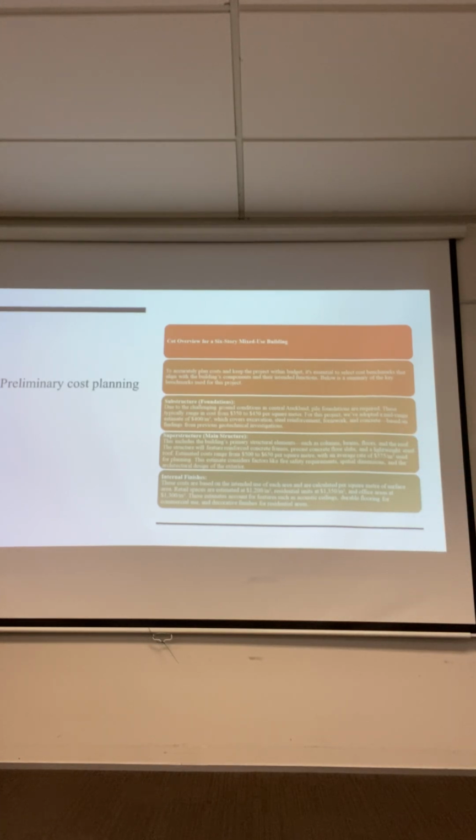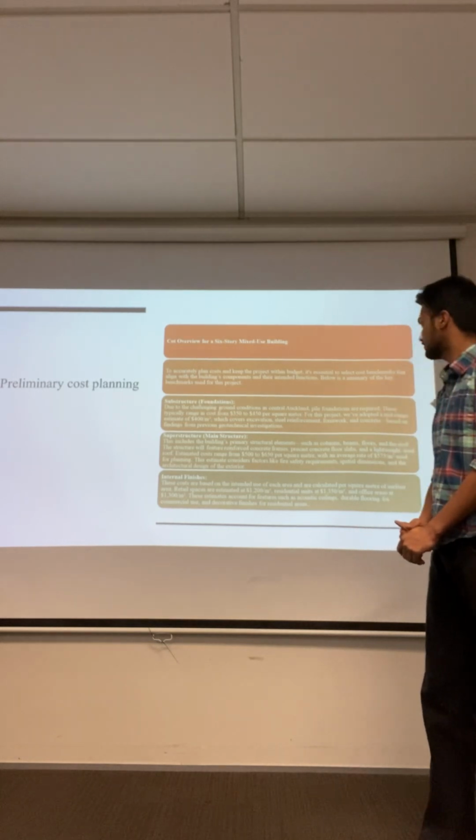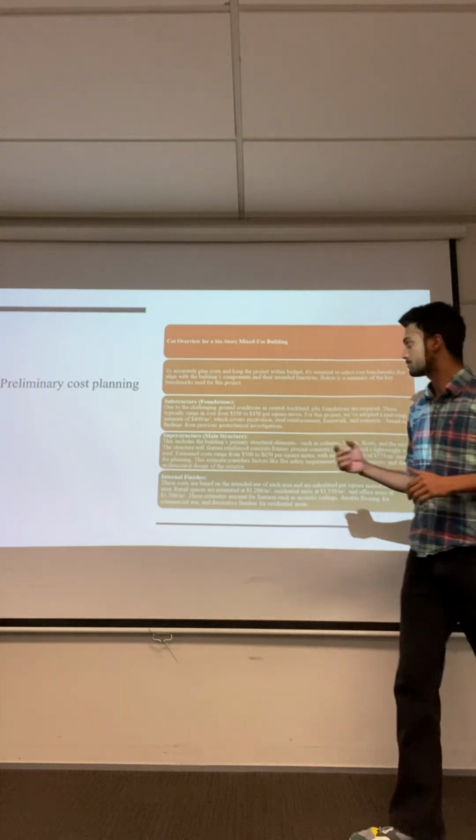Due to the challenging ground conditions in central Auckland, pile foundations are required. These typically range in cost from $350 to $450 per square meter. For this project, we adopt a mid-range estimate of $400 per square meter, which covers excavation, steel reinforcement, formwork, and concrete, based on findings from previous geotechnical investigations. The second one is the superstructure.